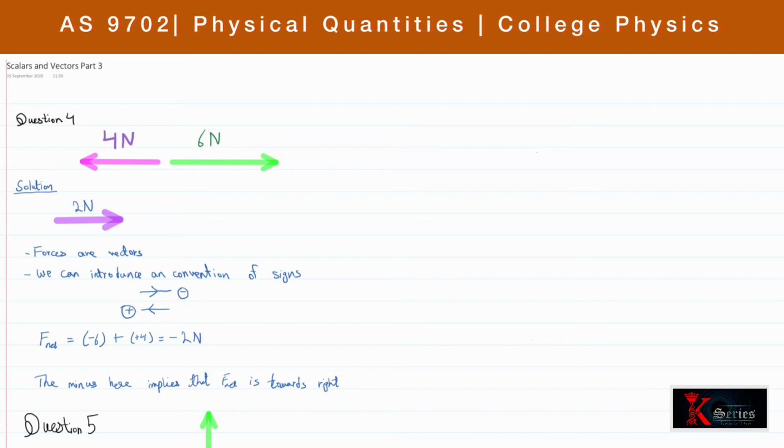Why? Because forces are vectors. So what we do here is we can introduce a convention of signs. We can say, for example, the one pointing towards right is negative and the one pointing towards left is positive. So we write it as net force is equal to minus 6 plus 4 is equal to minus 2 Newton. So the minus here is implying that it's pointing towards the right. So this is how we're going to find the resultant vector in this case.